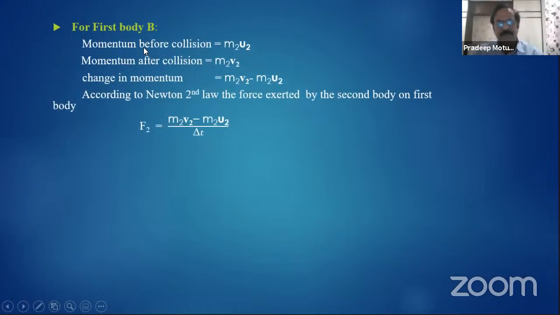For the second body B, sorry, a mistake there. The momentum before collision is m2 u2, and the momentum after collision is m2 v2. The change in momentum is the difference of these two momenta, that is m2 v2 minus m2 u2. According to Newton's second law, the force exerted by the second body on the first body, say F2, is equal to m2 v2 minus m2 u2 by delta t.